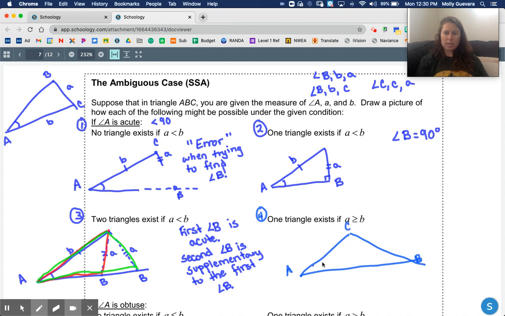Right, so this is A. If B is longer, or excuse me, shorter than A, then there's just one option. So those are the 4 options if the angle that you're given is acute, so less than 90 degrees, okay? Again, it doesn't have to be angle A. It can be whatever angle you're given, okay? So just keep that in mind.